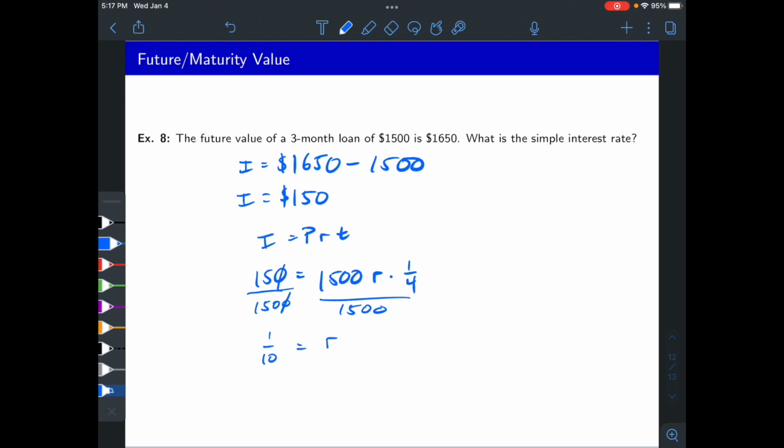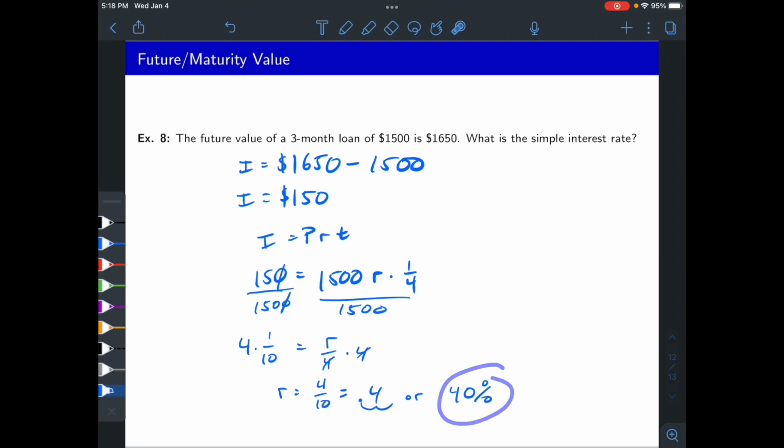And then R times a fourth is the same as R over 4. So I can multiply by 4 on both sides to get rid of the 4s, and then say that R is equal to 4/10, which is 0.4. Okay, cool. So if I want to convert 0.4 to a percent, I move the decimal to the right 2 places, and so that would be 40%.